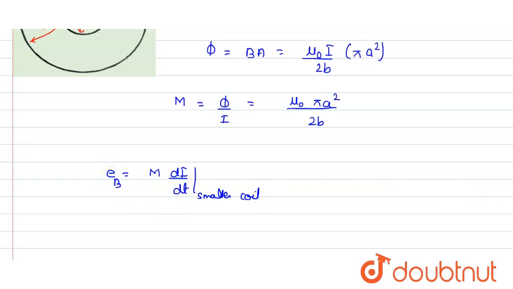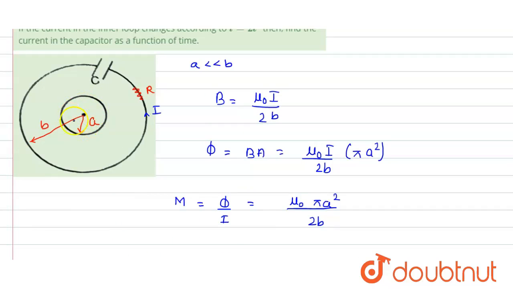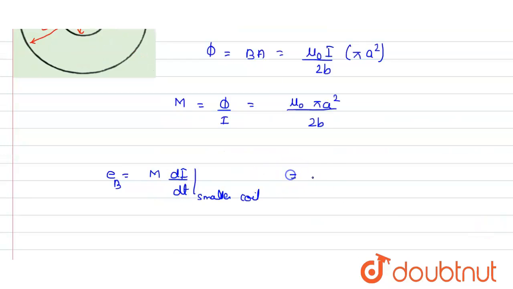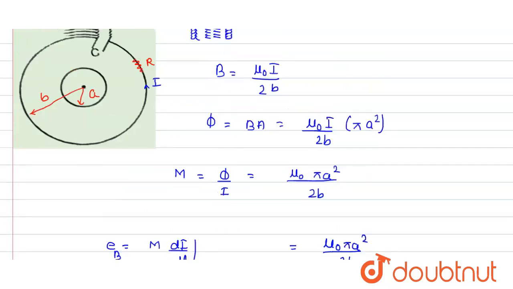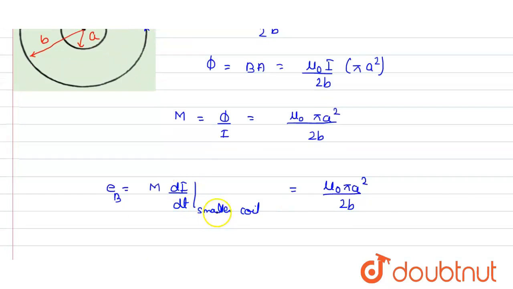Now the EMF which would be induced in the bigger coil would be due to the change in the current which is flowing through the smaller coil, which is linked with the bigger coil. So what is the value of the mutual inductance? It is equal to mu naught pi A square divided by 2B. Now what would be the value of di by dt? Now this I is basically of the smaller coil. Okay, this we should remember.